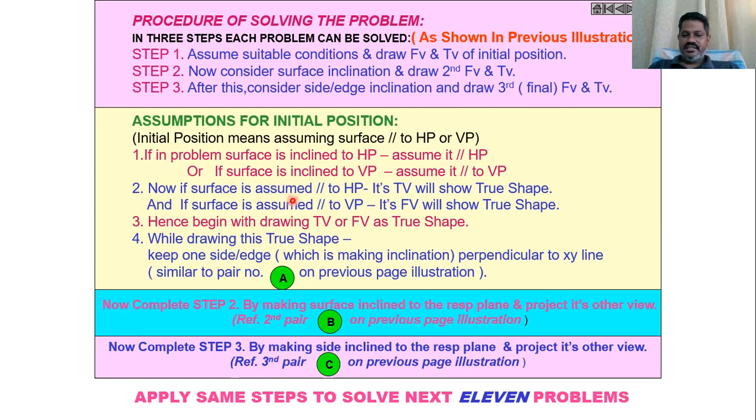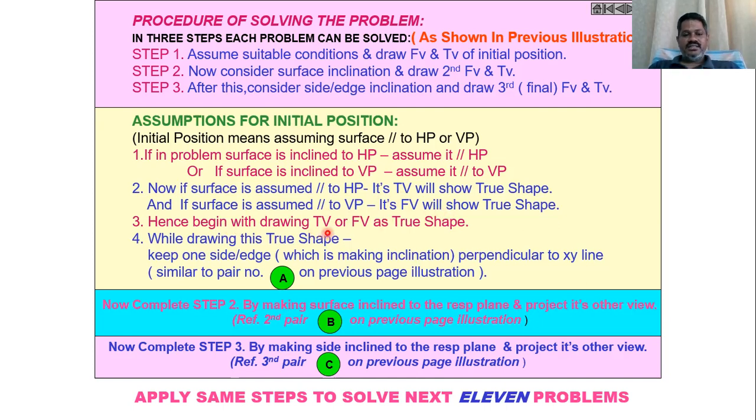Now if the surface is assumed parallel to HP, the top view will be the true shape, as we have seen in the previous slide. When the surface is parallel to HP, the top view will be the true shape. If the surface is parallel to the vertical plane, the front view will be the true shape, as we have seen in the previous slide.